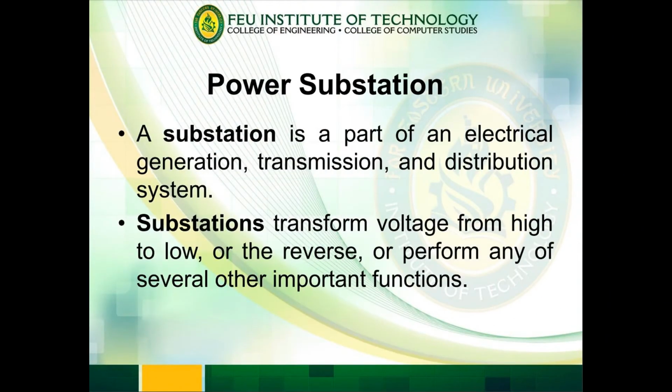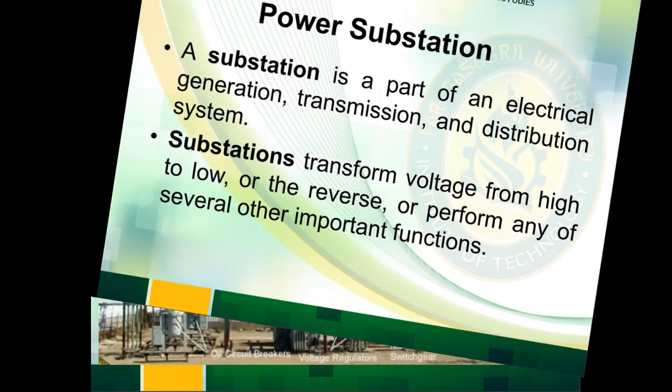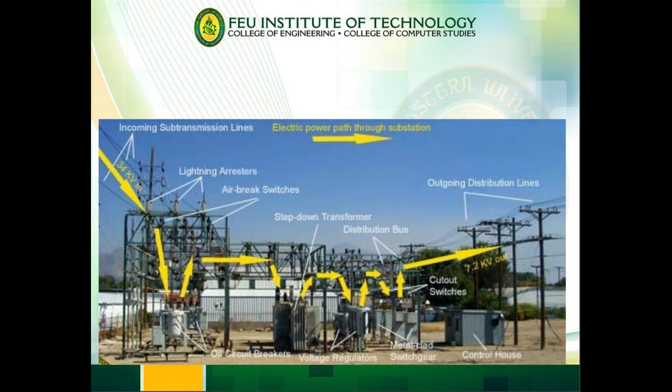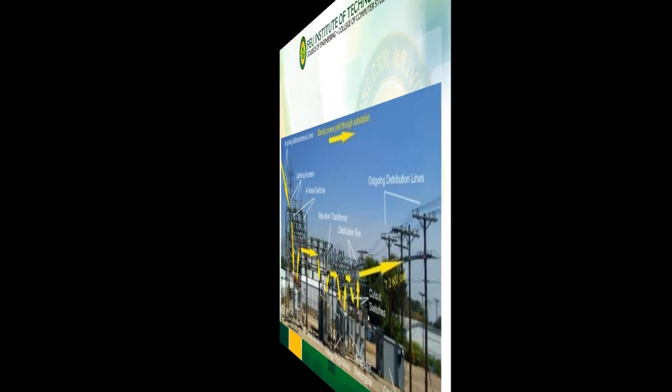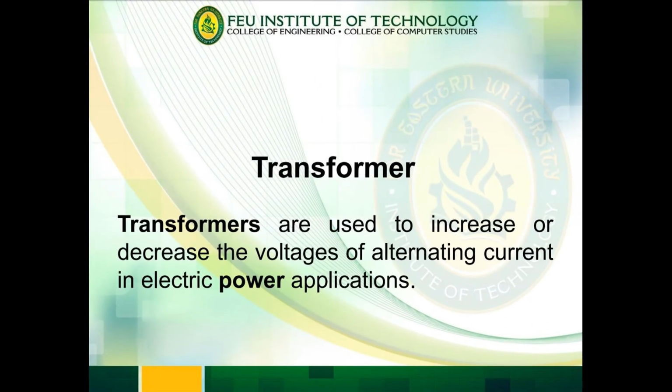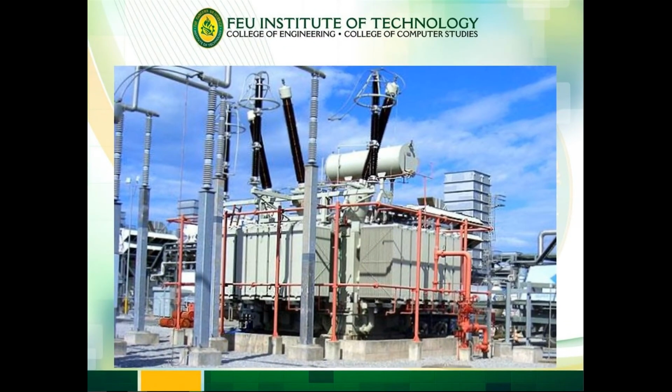Power substation. A substation is a part of an electrical generation, transmission, and distribution system. Substations transform voltage from high to low, or the reverse, or perform any of several other important functions. Here is an example of how the power substation works. Transformer. Transformers are used to increase or decrease the voltages of alternating current in electric power applications. Here is an example of a transformer.